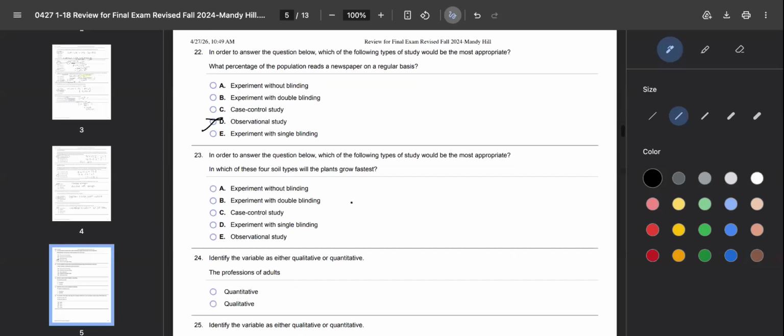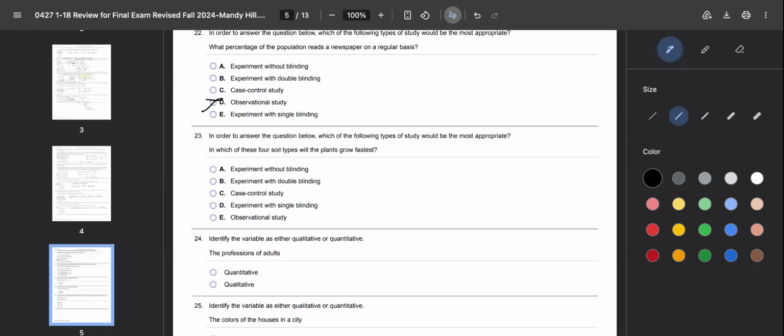So number 23, sorry. In order to answer the question below, which of the following types of study would be the most appropriate? In which of these 4 soil types will the plants grow fastest? Okay, so now it looks like we have an experiment, right? We are looking at 4 different soil types, and we're going to see which one of those plants grow the fastest.